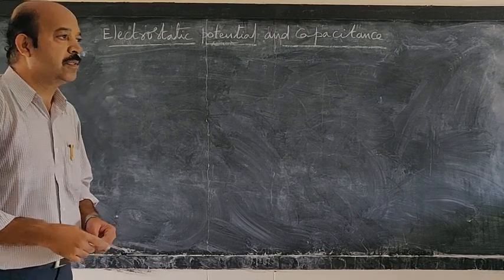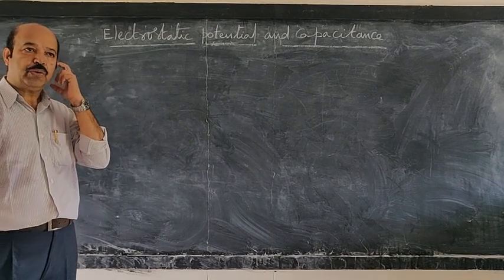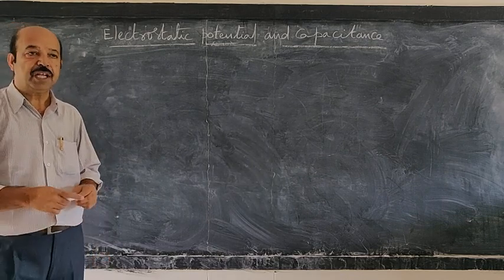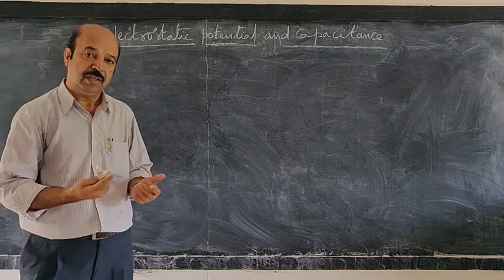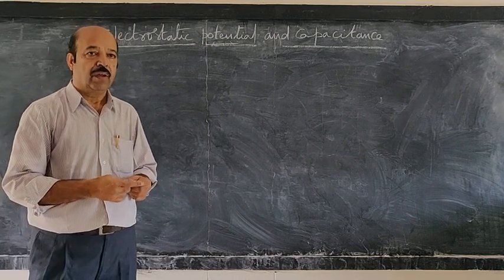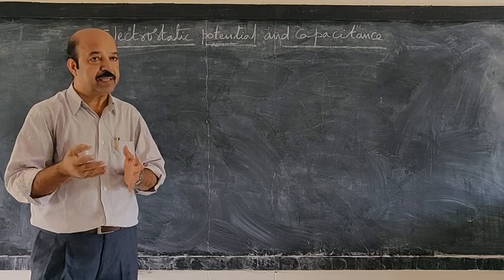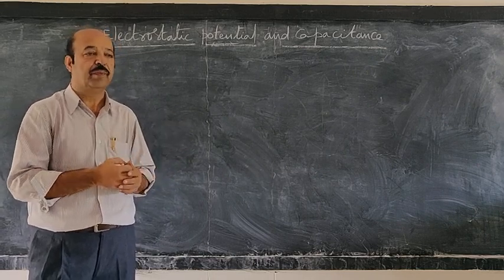In the last class, we discussed the potential due to a dipole, and we found that the potential at every point on the equatorial plane of a dipole is zero. So the potential due to a dipole at a point depends upon the angular position of the point also.